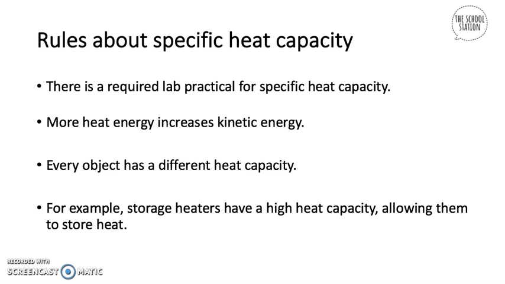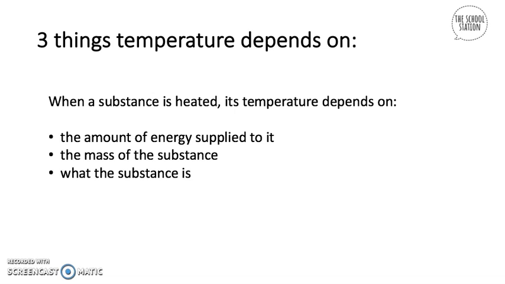So now that we've clarified what specific heat capacity is, and also some rules and information you have to know about it, we have to think about what temperature really depends on. Specific heat capacity is all about temperature and how much energy is needed to raise the temperature. So three things temperature depends on when a substance is heated are: number 1, the amount of energy supplied to it; number 2, the mass of the substance; and number 3, what the substance is.